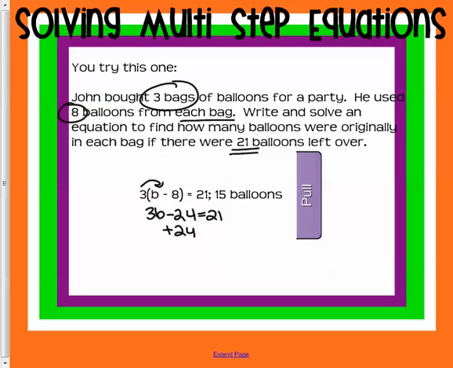So add 24 to both sides and we get 3b equaling 45. Divide by 3. So b equals 15 balloons.